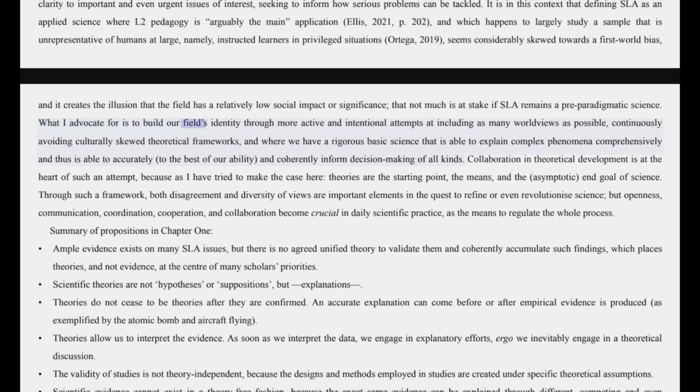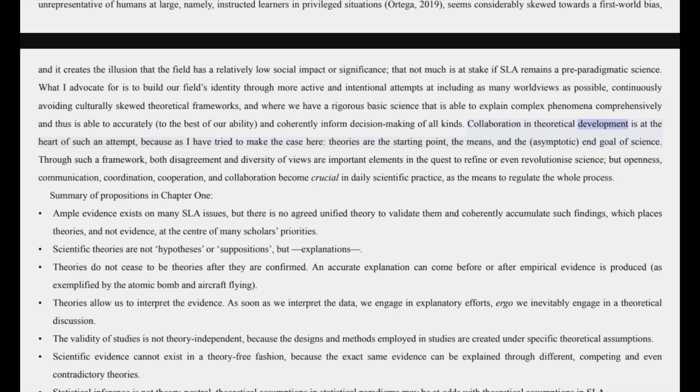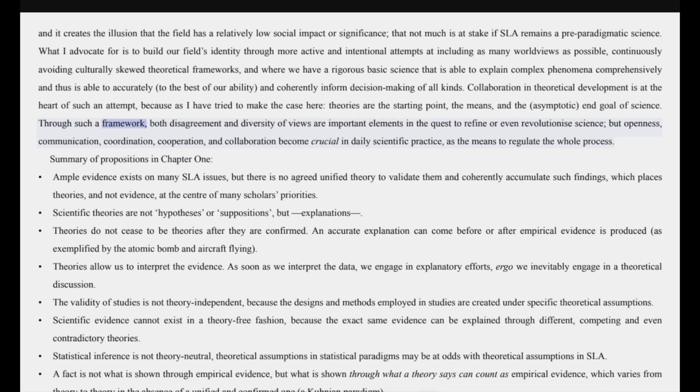What I advocate for is to build our field's identity through more active and intentional attempts at including as many worldviews as possible, continuously avoiding culturally skewed theoretical frameworks, and where we have a rigorous basic science that is able to explain complex phenomena comprehensively, and thus is able to accurately, to the best of our ability, and coherently inform decision-making of all kinds. Collaboration in theoretical development is at the heart of such an attempt, because as I have tried to make the case here, theories are the starting point, the means, and the asymptotic end goal of science. Through such a framework, both disagreement and diversity of views are important elements in the quest to refine, or even revolutionize science. But openness, communication, coordination, cooperation, and collaboration become crucial in daily scientific practice, as the means to regulate the whole process.